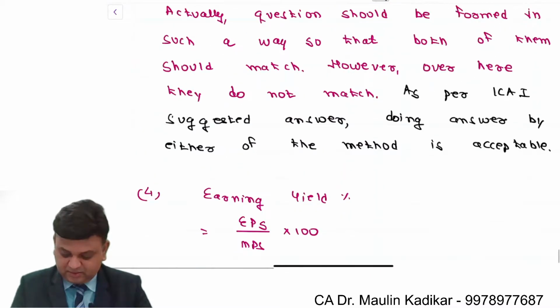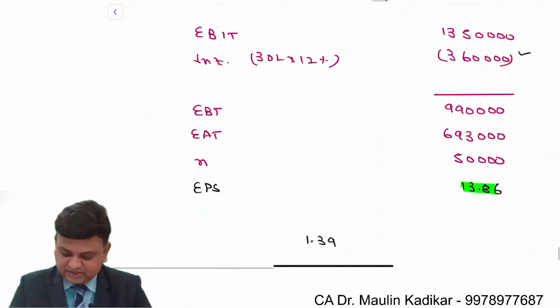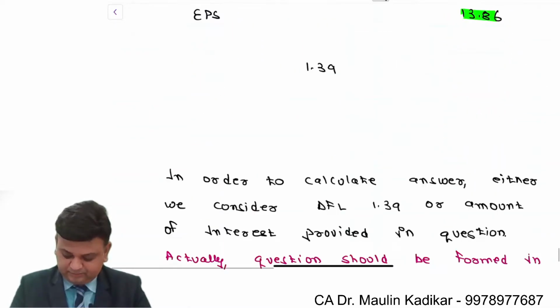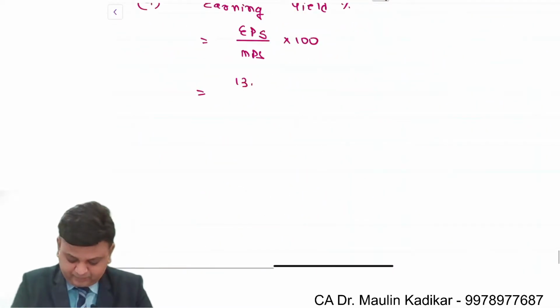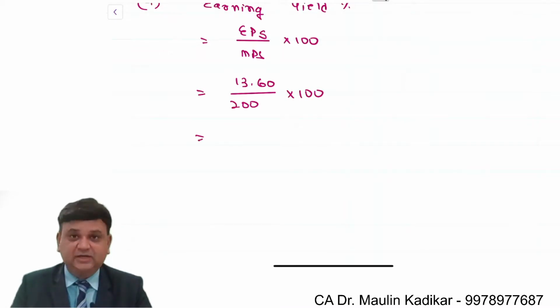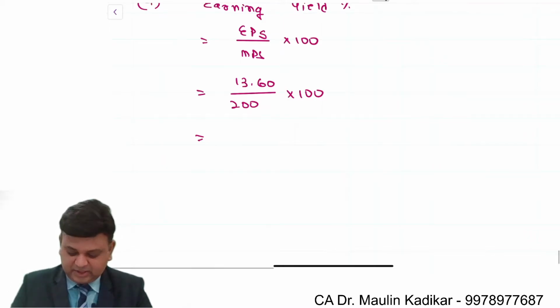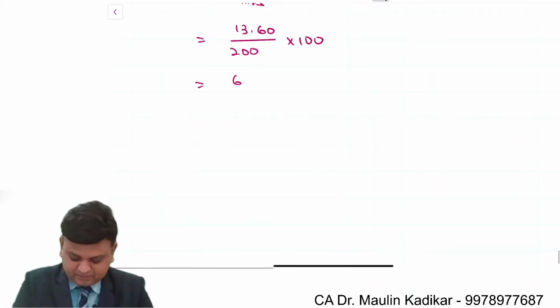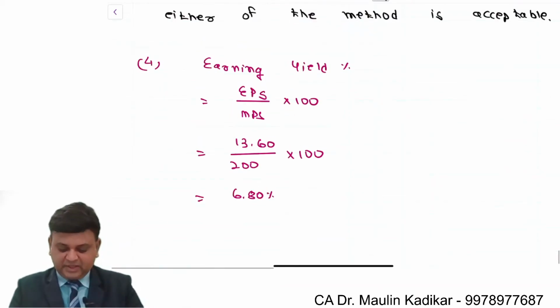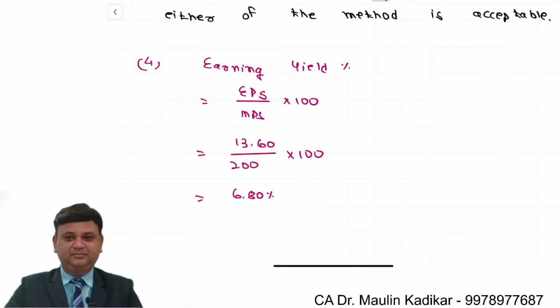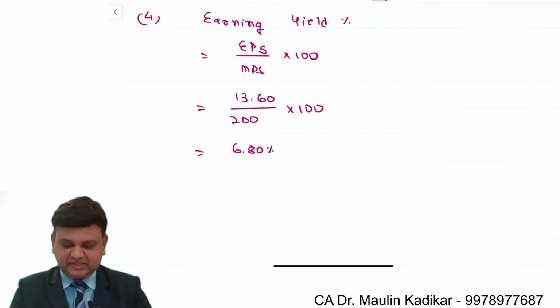What is earning per share? Earning per share is 13.60, divided by the market price of the share, which is provided as 200, into 100 to get the answer in percentage terms. So 13.6 divided by 200 into 100 comes to 6.80%. This is the way the earning yield is calculated. So basically the earning yield is indicating the return to the equity shareholder, that is, to the investor, in the form of earning.